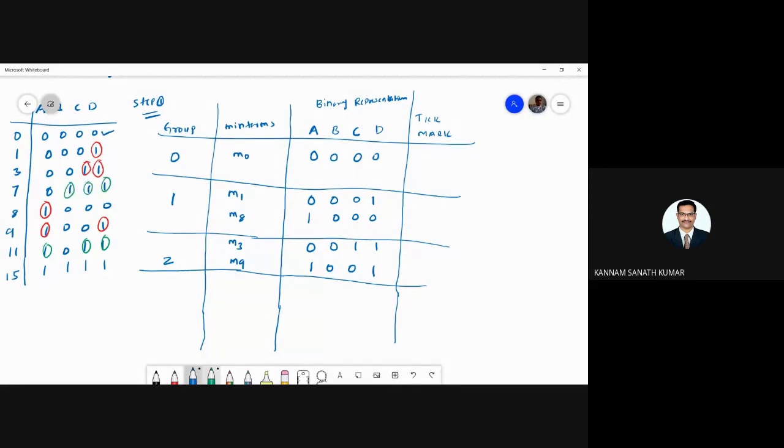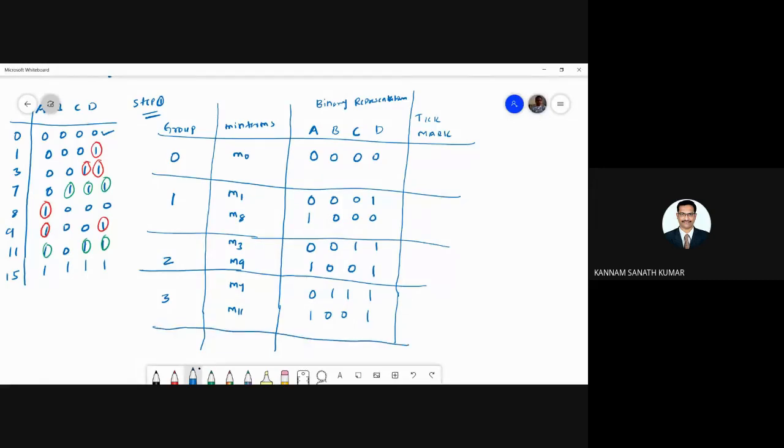Okay, so that means this is group 3. Group 3 is M7 and M11. So 0 1 1 1, and next 1 0 0 1, 1 0 0 1. Okay, so this is coming to group 3.